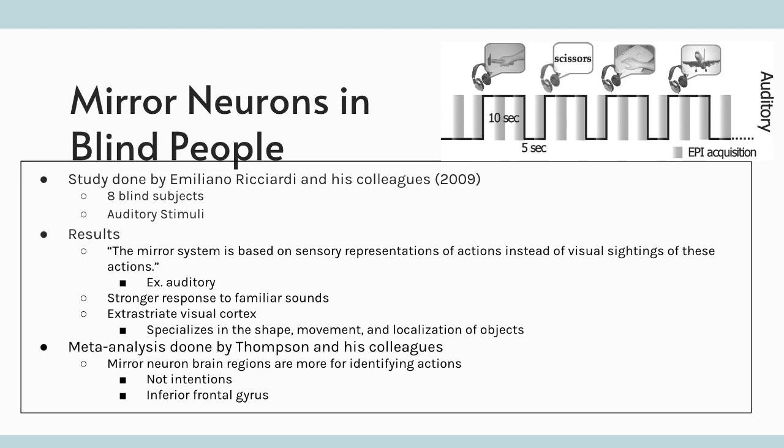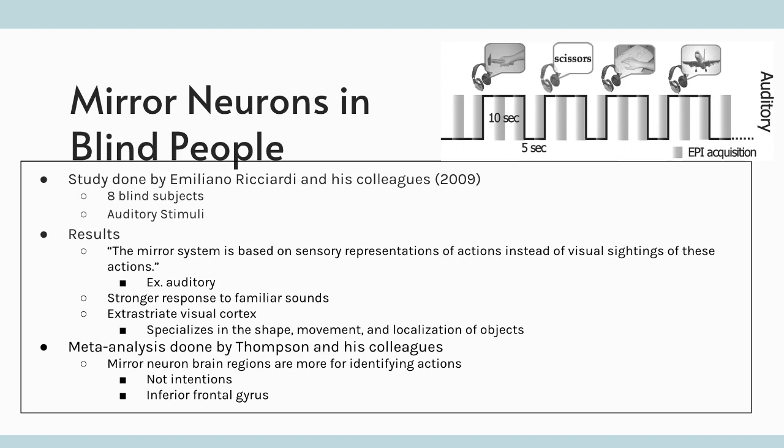But what happens when you can't see? Like, for instance, blind people. How do the mirror neurons work? A study done by Ricciardi and his colleagues in 2009 showed how the mirror system works in blind people. They used 8 blind subjects and showed them auditory stimuli. The results showed that the mirror system in blind people is based on sensory representations of actions instead of visual sightings of these actions. In other words, they process information of motor actions that are not visual, like auditory cues.